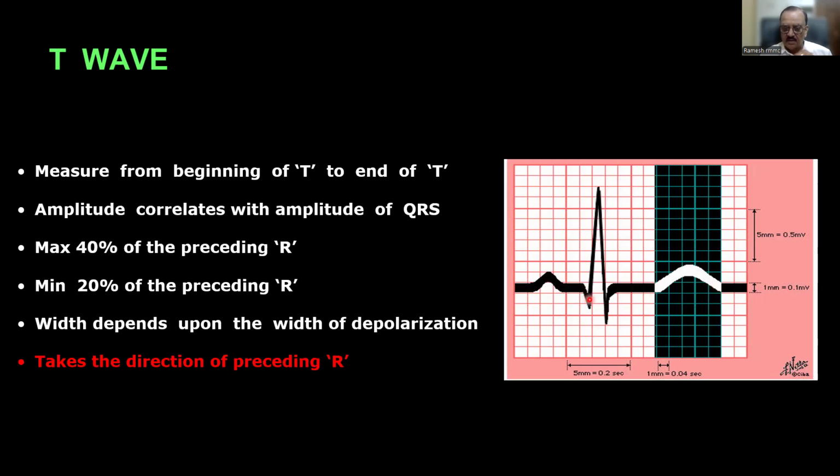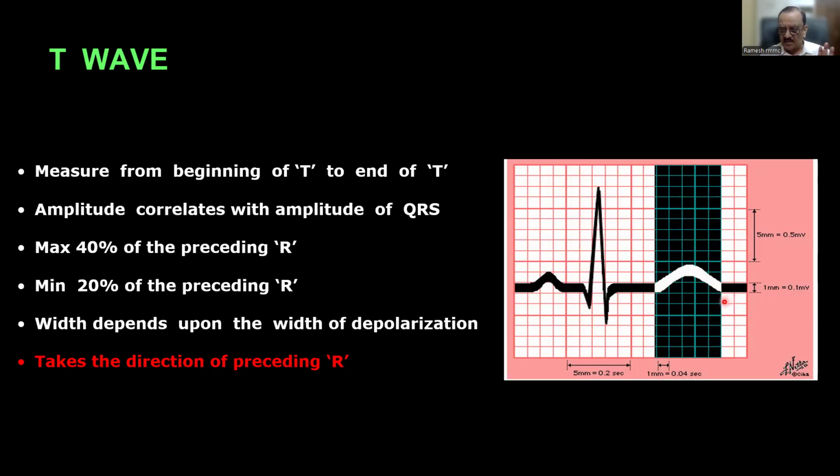The direction. That is, your QRS is positive here. Positive, isn't it? The QRS is positive. Then the T wave also should be positive. If your QRS is negative, your T wave also should be negative. If your QRS is positive and the T wave is negative, that is an abnormality. If the QRS is negative and the T wave is positive, that is an abnormality.